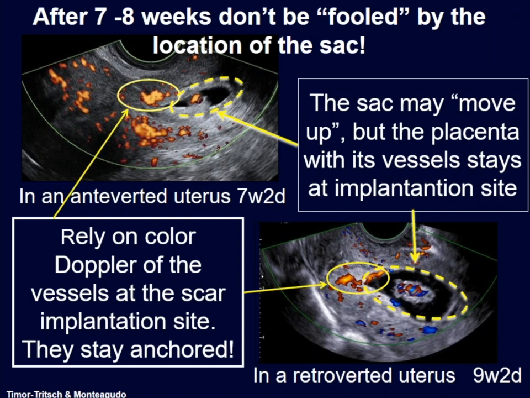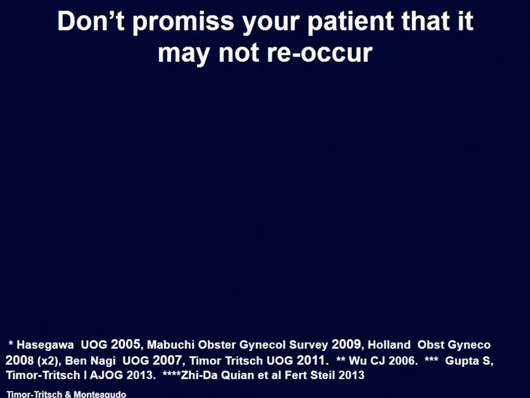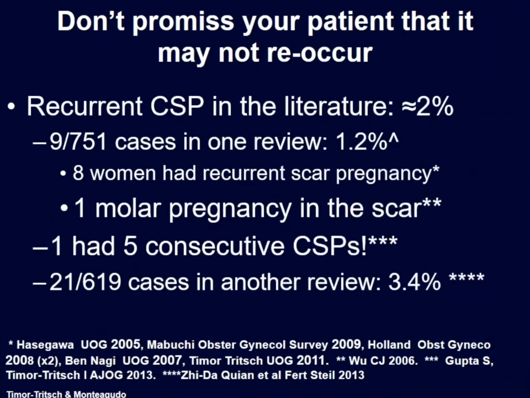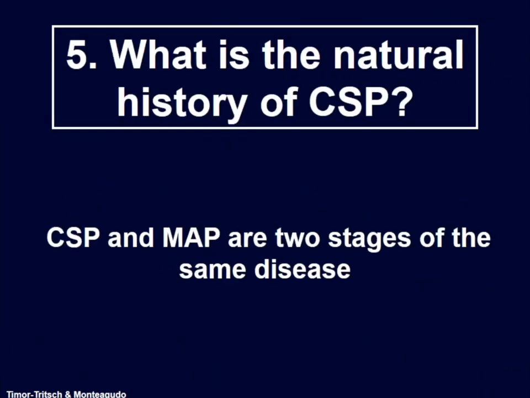They stay anchored. Don't promise your patient that it may not reoccur. In the literature, there are several instances that they describe recurrent cesarean scar pregnancies, 2%, 1.2%, and even in one article, 3.4%. I will have to tell you the curiosity of our 5 consecutive cesarean scar pregnancies, in which the last one resulted in a normal neonate, but the patient lost the uterus for accreta.